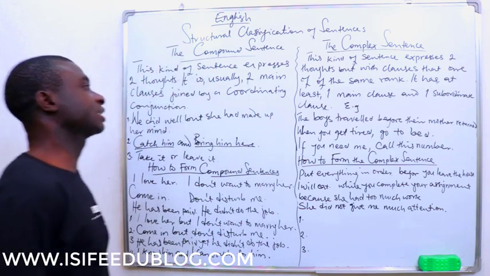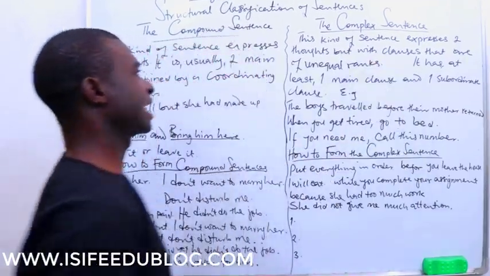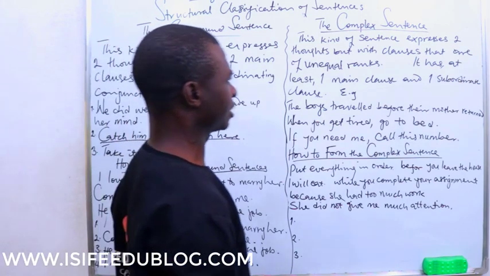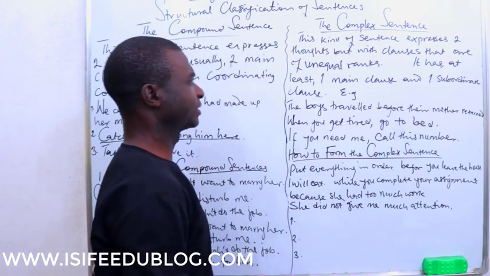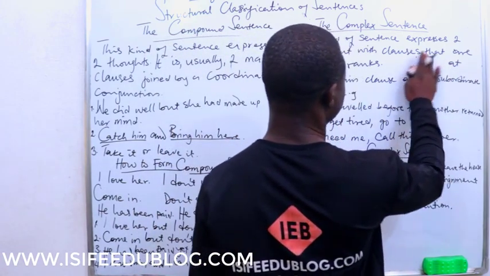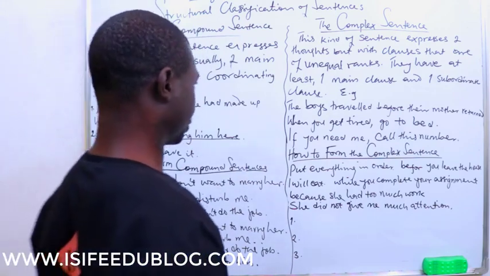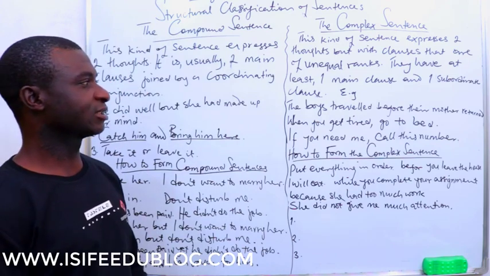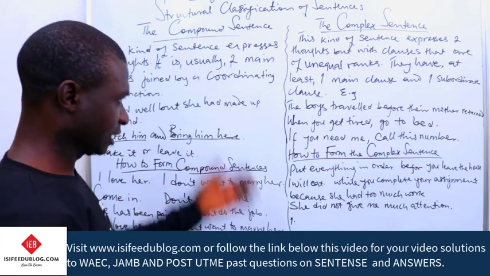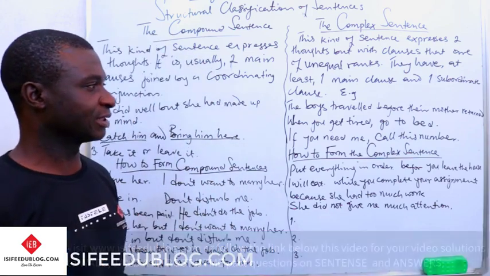All right, let's go to the complex sentence. The complex sentence. Yes. This kind of sentence expresses two thoughts, but with clauses that are of unequal ranks. It has, or they have at least one main clause and one subordinate clause. All right? They have at least one main clause and one subordinate clause. Let's look at our examples. The boys traveled before the mother returned.